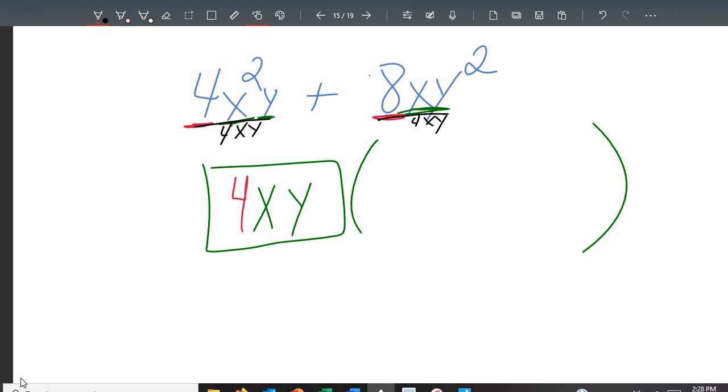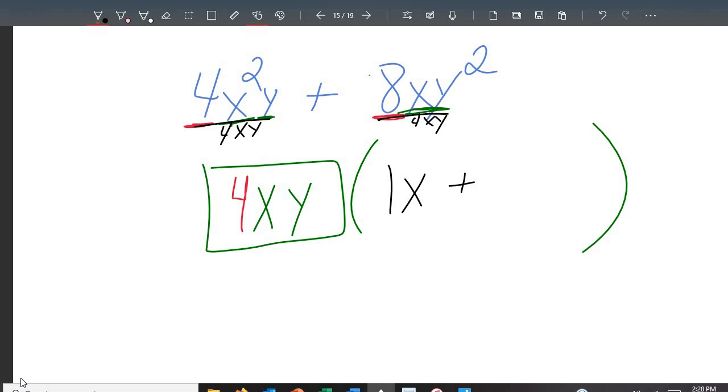Right, so 4 divided by 4 is 1. I take 1 x away from x squared, I'm left with an x. If I take 1 y away from 1 y, there's no y's left, right? If I take $1 away from $1, there's no dollars. If I take a y away from a y, there's no y's.